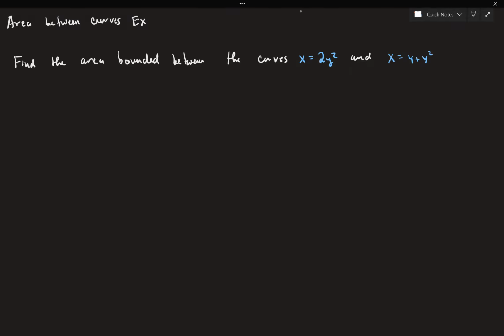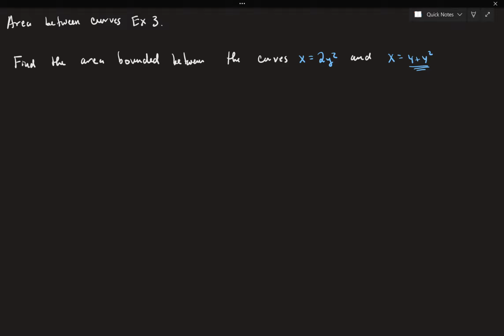Okay, here we go with example 3 for area between curves. We want to find the area bounded between the curves x equals 2 plus y squared and x equals 4 plus y squared. Now, most of the time, not all of the time, but most of the time, when I have things already written in terms of y, both of them are already with y's, that's usually a sign I need to integrate with respect to y.